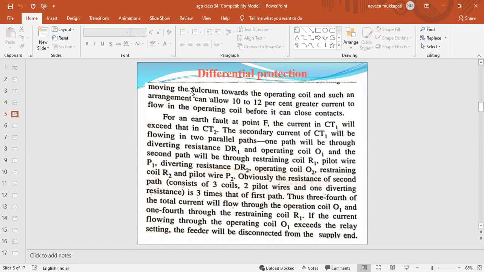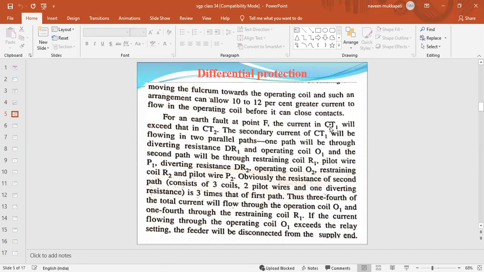It is provided by moving the fulcrum towards the operating coil. Therefore, the same amount of current will be flowing through these operating coils, and the same mechanical movement will be obtained towards the operating coil. Such an arrangement can allow 10 to 12% greater current to flow in the operating coil before closing the contact of the circuit breaker.